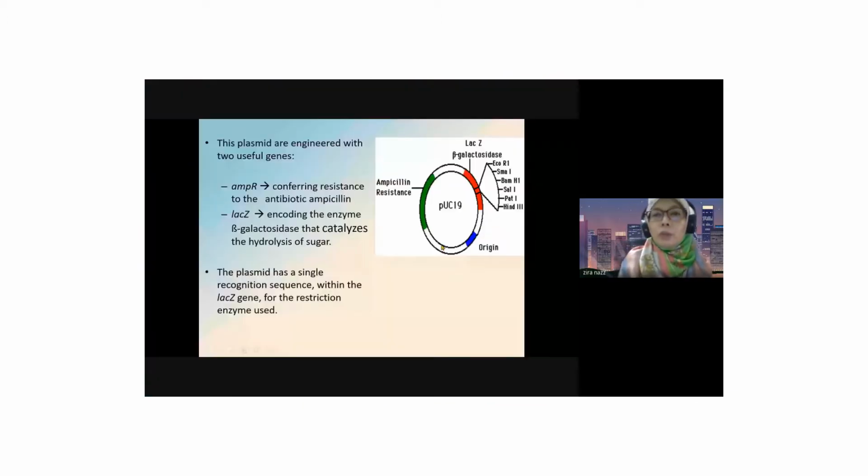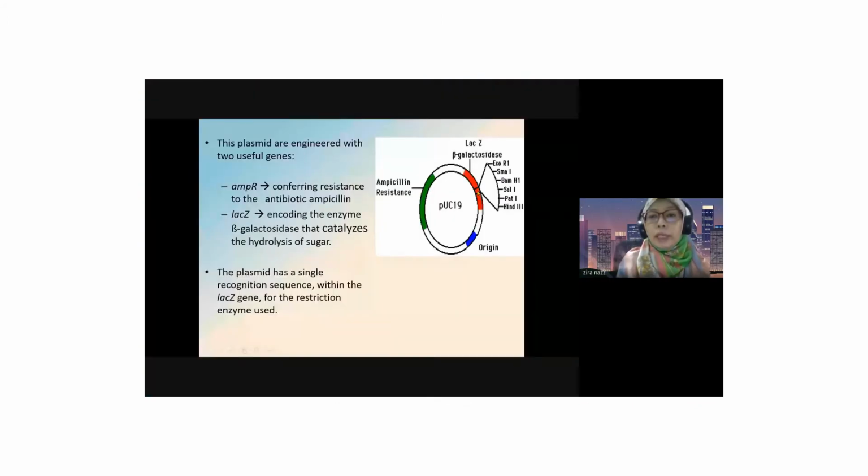You can have more than one antibiotic resistance gene, for example tetracycline resistance. That's one important gene. Another important gene here, the red one, is the lacZ gene. The lacZ gene contains a single recognition site for restriction enzymes. There are different restriction enzymes with specific recognition sites, but at the lacZ gene there is only a single restriction site, not more than that.